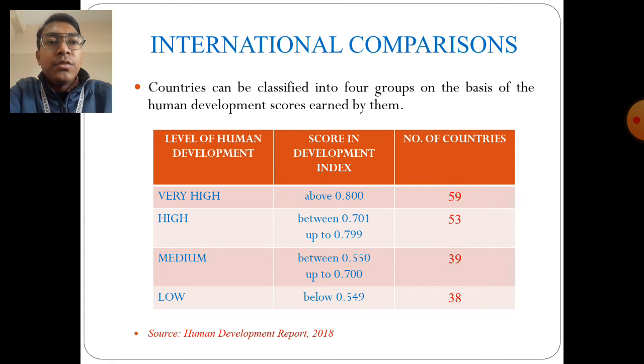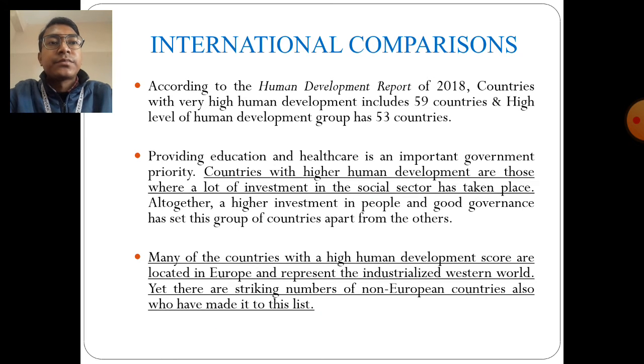One thing to be noted here, that India is the country which has been placed in this medium level of human development group. And you will find many countries below, having a score below 0.549, and they are having a low level of human development, and basically 38 countries of the world are there which have a low level of human development.